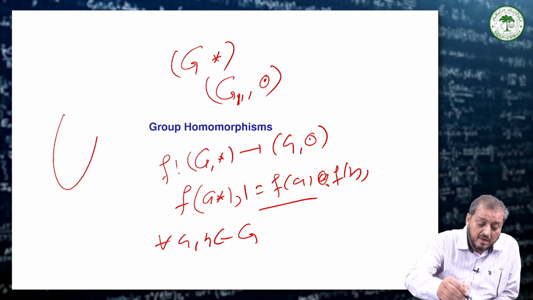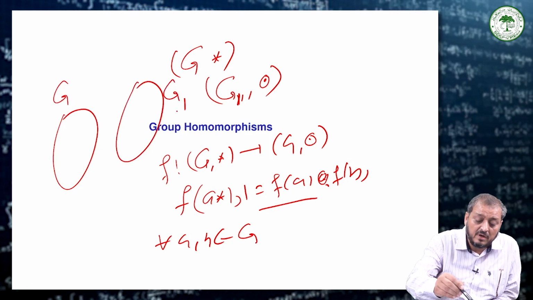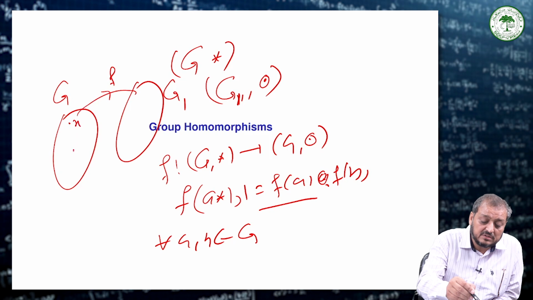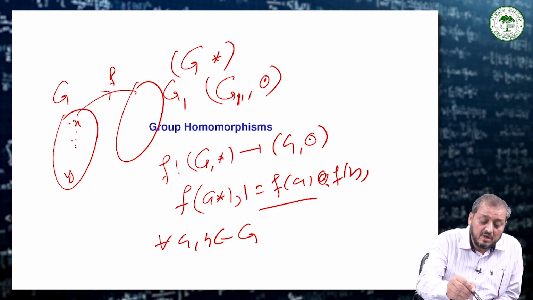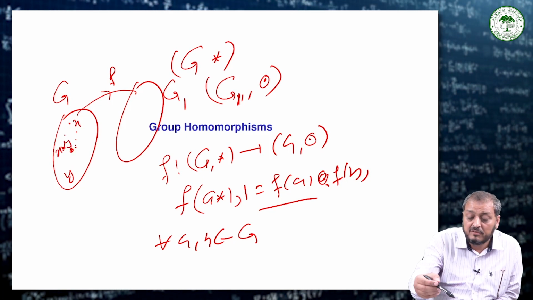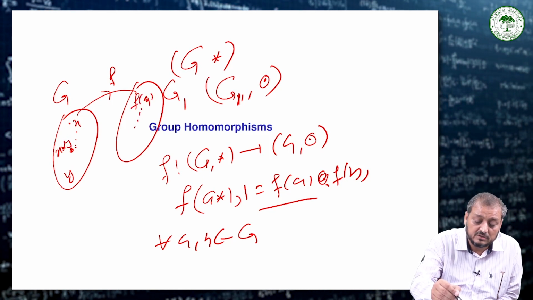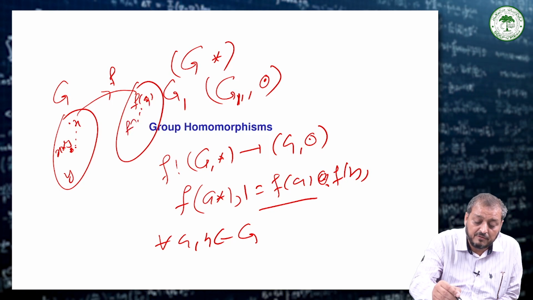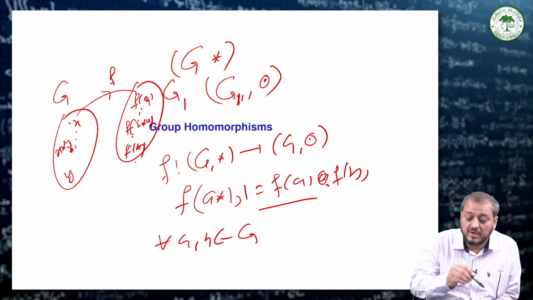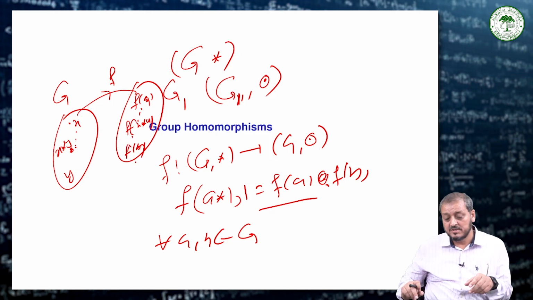Clearly we have a set G and a set G1, and we define a map f in such a way that we have elements x and y, and x star y is an element of G. Then we have f of x, f of y, and f of x star y. So we can simply say that the mapping preserves the operation.